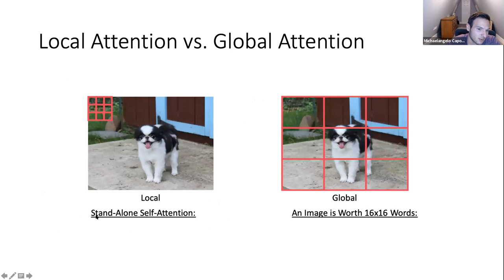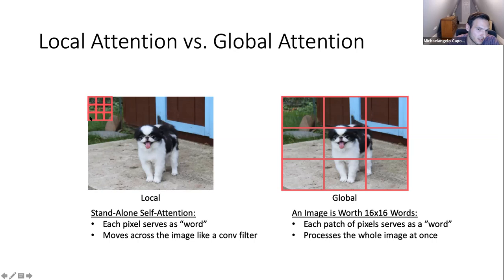Local attention was in standalone self-attention, and global is in "An Image is Worth 16x16 Words." For local, you're effectively treating each pixel as a word and then doing self-attention between pixels within a patch. For global attention, you're treating each patch of pixels as a word. So for local, you'd effectively have to move from patch to patch, very similar to the way you would with a conv filter, whereas in global, you can effectively do the whole image all at once.